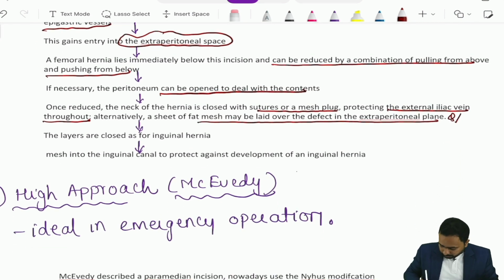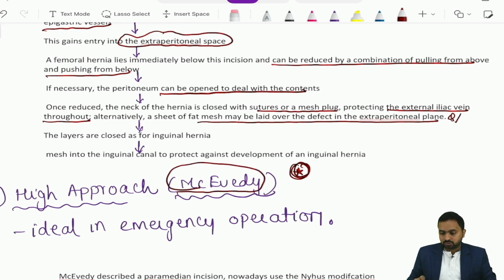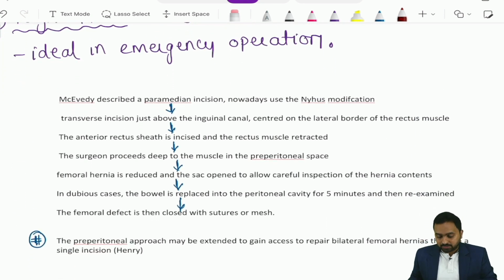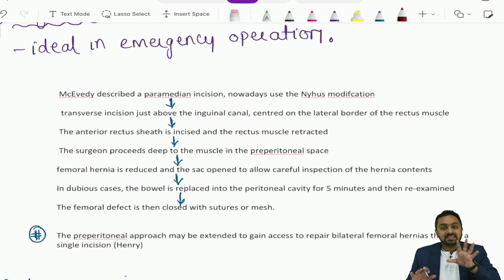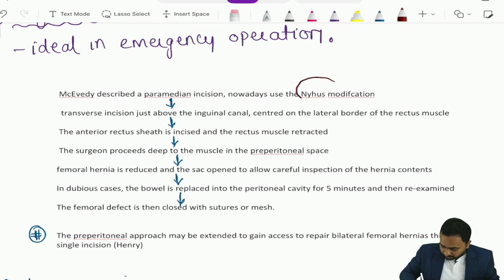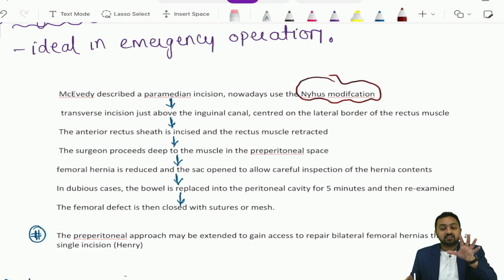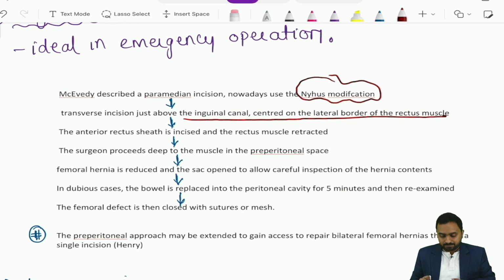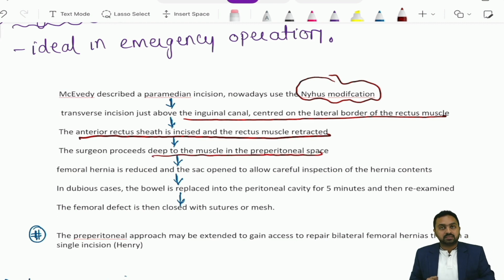Now, the most important surgery is your high approach, which is also known as the McEvedy approach. This is an ideal approach in an emergency situation. What happens over here is McEvedy described a paramedian incision, but nowadays the Nyhus modification is used, that is a transverse incision just above the inguinal canal centered to the lateral border of the rectus muscle. The anterior rectus sheath is incised and the rectus muscle retracted. Now, the surgeon proceeds deep to this muscle in the preperitoneal space. The femoral hernia is reduced and the sac is opened to allow careful examination of the hernia contents.